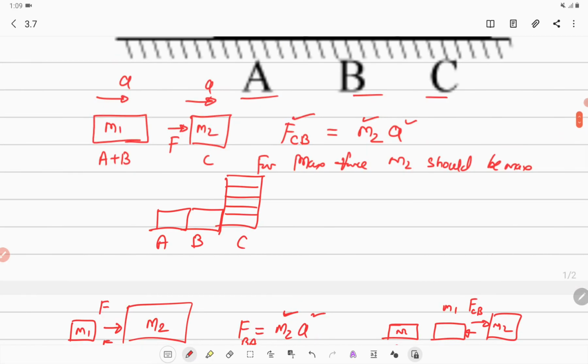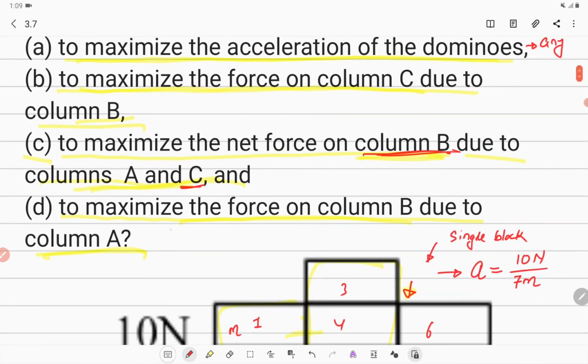So for option D, I can arrange one block in column A and take all the 6 blocks in columns B and C, and I can arrange B and C in whatever permutation and combination is possible. So this is the answer of part D.